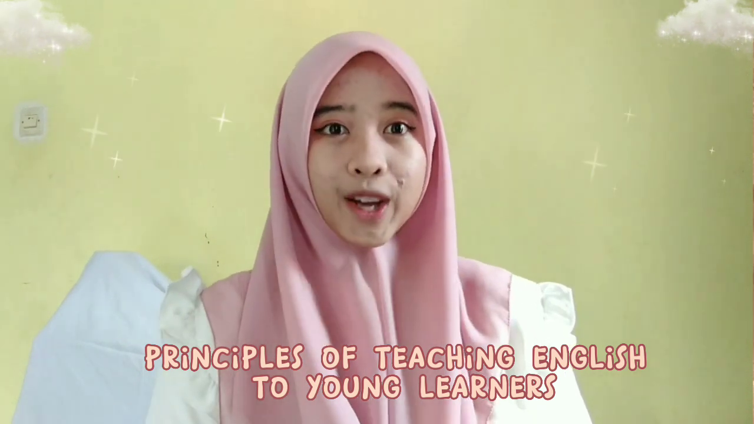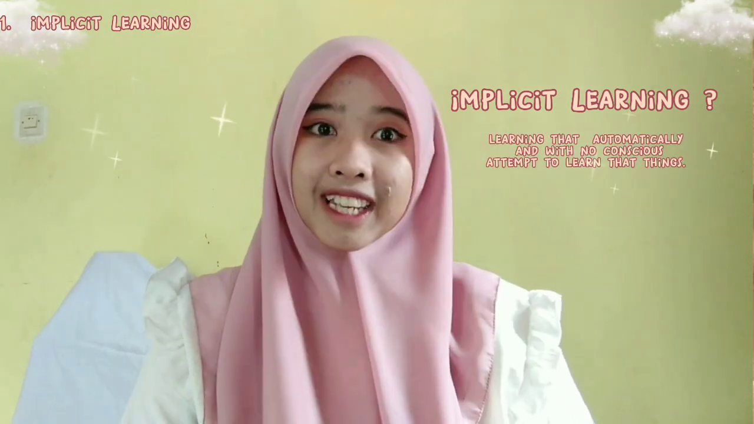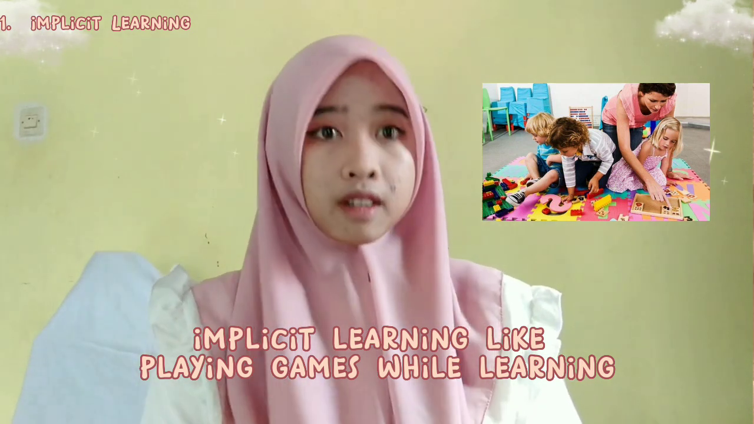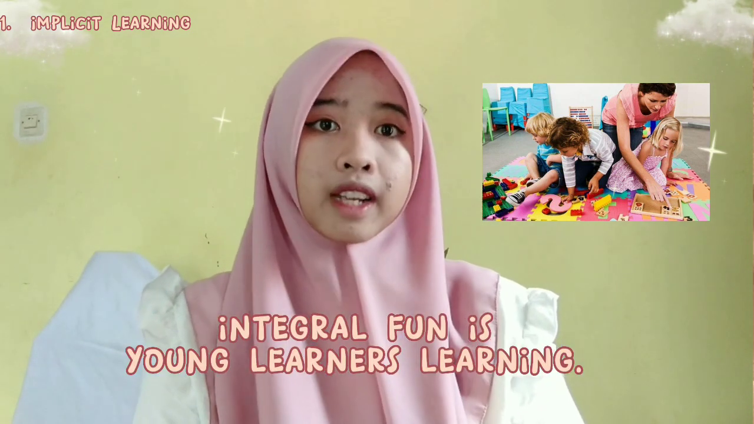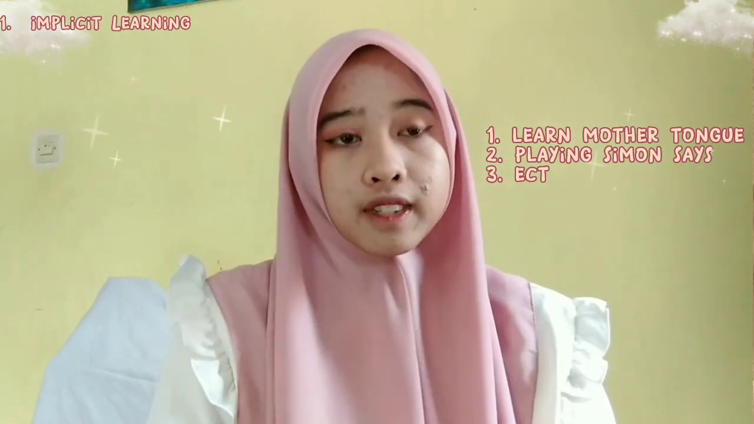And then the next material is the principles of teaching English. In the principles of teaching English, I have learned about four principles: implicit learning, contextual learning, student-centered learning, and meaningful learning. Okay, let's start with implicit learning. What is implicit learning? Implicit learning refers to learning that happens automatically, with no conscious attempt to learn the things. We can say that implicit learning is like fun games in learning, because fun is integral to young learners' learning. For example, when we learn our mother tongue, we are not conscious of learning it.